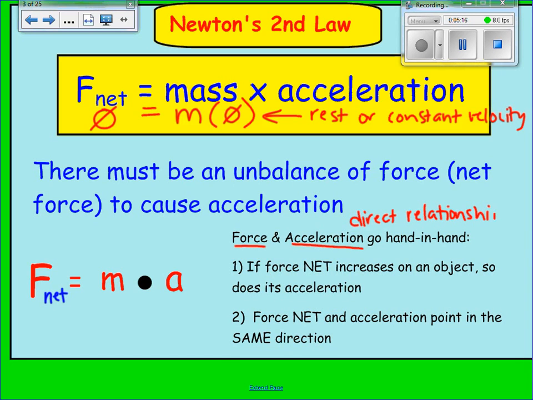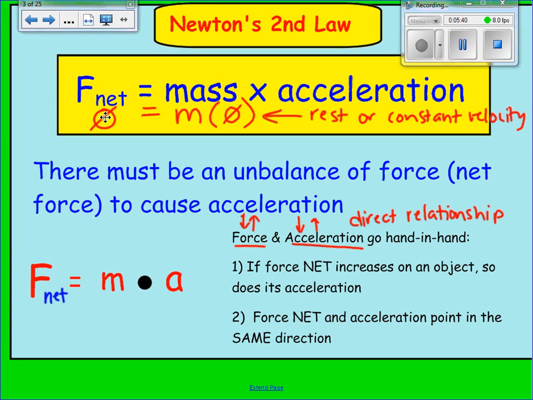What that means is that if the force gets bigger, so does the acceleration. If the force gets smaller, so does the acceleration. Force and acceleration go hand in hand. So if the net force increases on an object, so does its acceleration. And the opposite is true. If the net force decreases on an object, so does its acceleration.